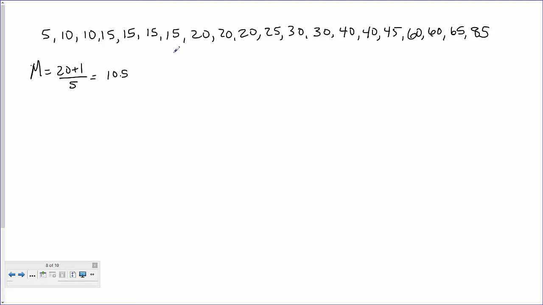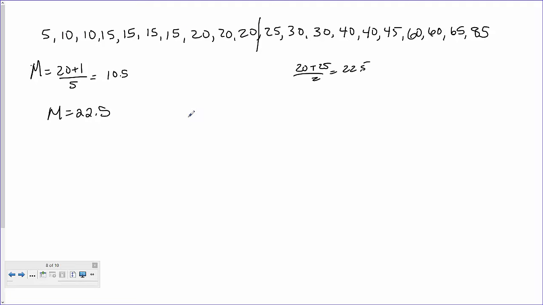It means I'm going to have 10 numbers, and it's right in the middle of the 10 numbers. So 1, 2, 3, 4, 5, 6, 7, 8, 9, 10. It's right between 20 and 25. It's the 10.5th number. If I average those together, I'm going to end up with 22.5. So that's my median. That also gives me an even number for over here.